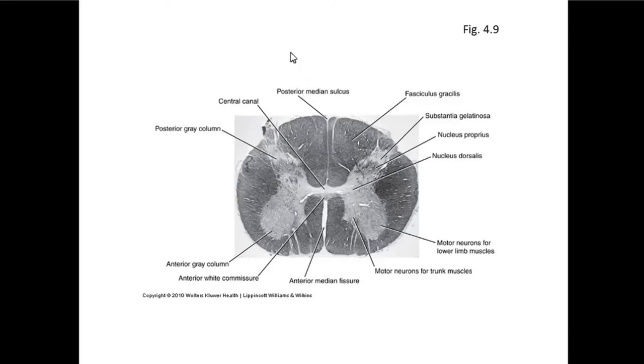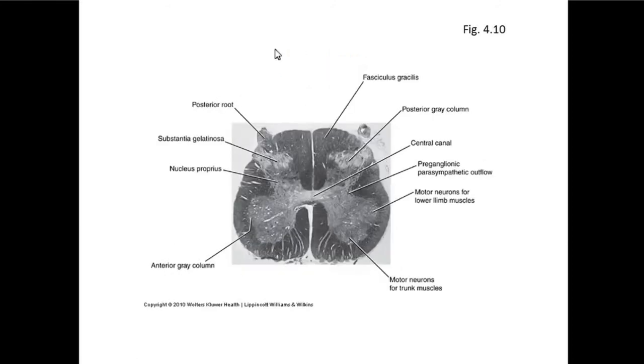This is lumbar, and here you find now motor neurons for the trunk muscles and motor neurons for the lower limb muscles. And this is sacral. Here you'll find motor neurons for the trunk muscles and motor neurons for the lower limb muscles.